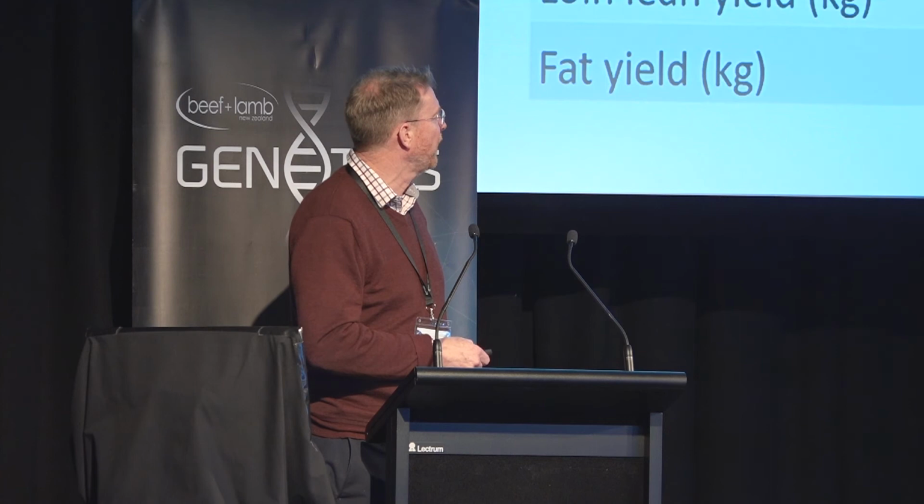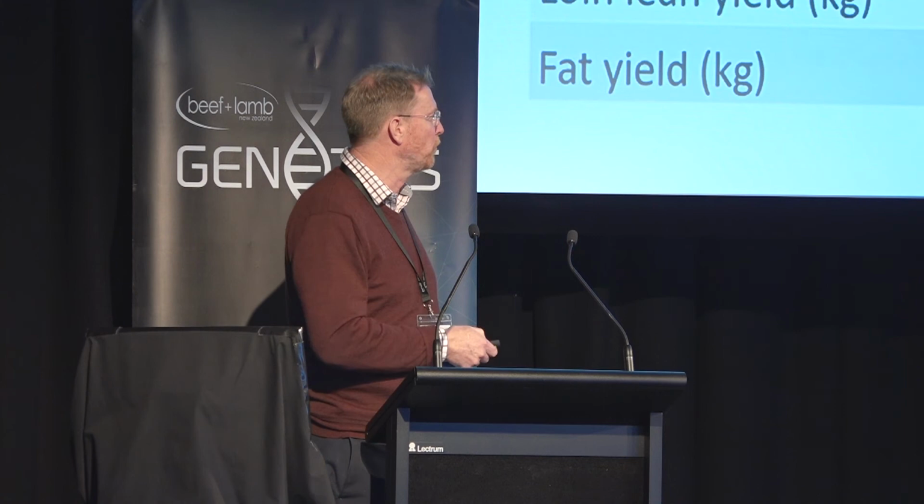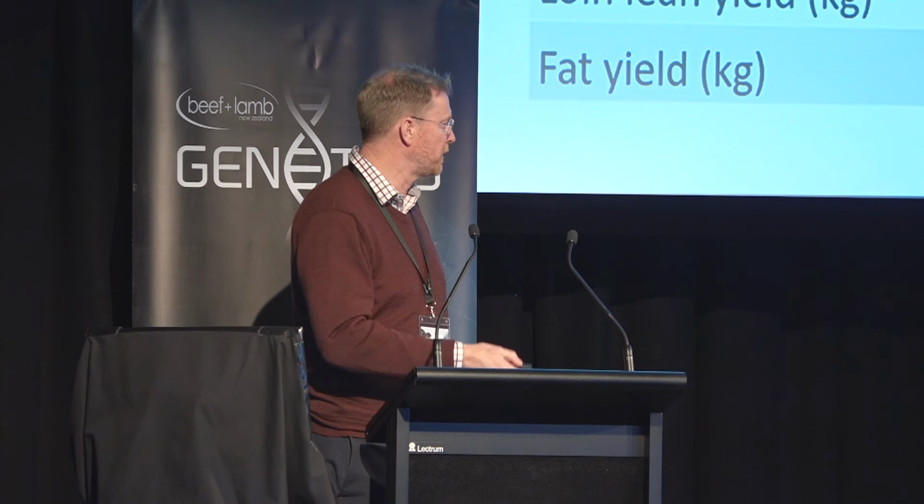One thing, we do have a penalty for fat yield. We don't penalise fat yield on the maternal because we want to keep the body reserves in the ewe. But on the terminal side, we've still got a fat penalty. The fat penalty hasn't gone down quite as much as some of the growth rate traits, but we're sticking with the fat yield penalty.